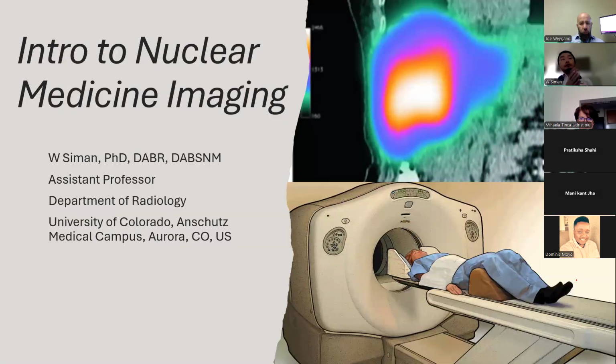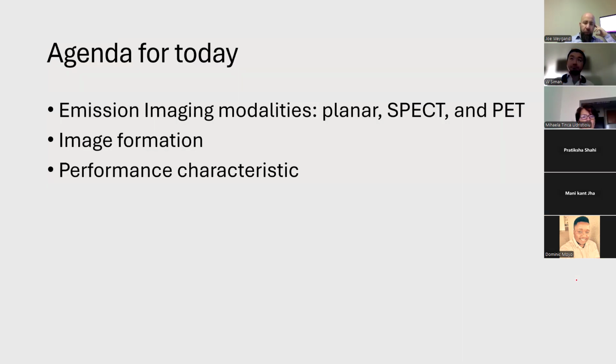So the talk for today, I'm going to discuss a very basic introduction to nuclear medicine imaging. Initially, Dr. Wagan asked me to present PET, but I think for the introduction, it's good to present nuclear medicine: planar, SPECT, PET, and I will compare it with X-ray or transmission imaging that you are all more familiar with.